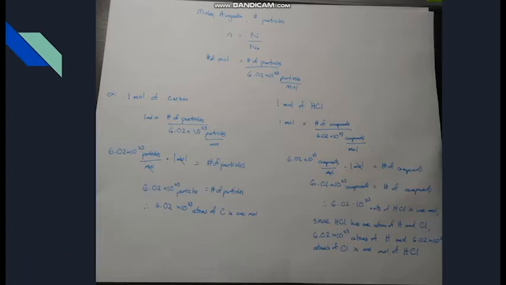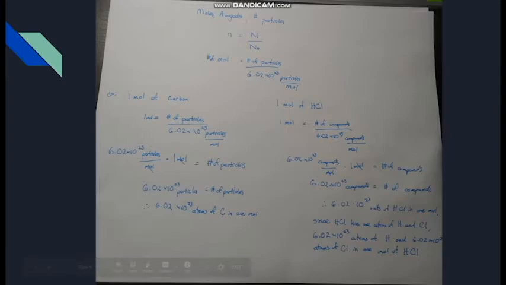Now, 1 mole of hydrogen chloride, hydrochloric acid. 1 mole is going to be the number of compounds in this question, because hydrochloric acid is a compound, not just a regular particle, divided by 6.02 times 10 to the 23rd compounds per mole. We multiply this by 1, we get 6.02 times 10 to the 23rd. So we have that many units of HCl in 1 mole.